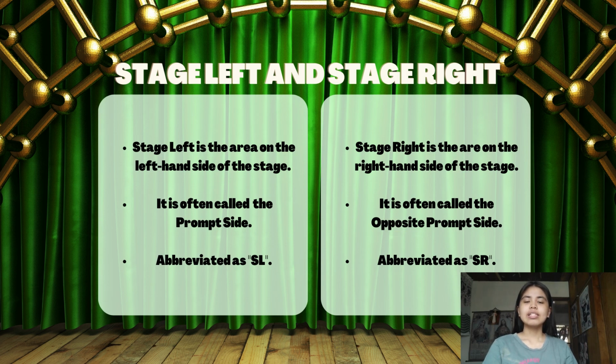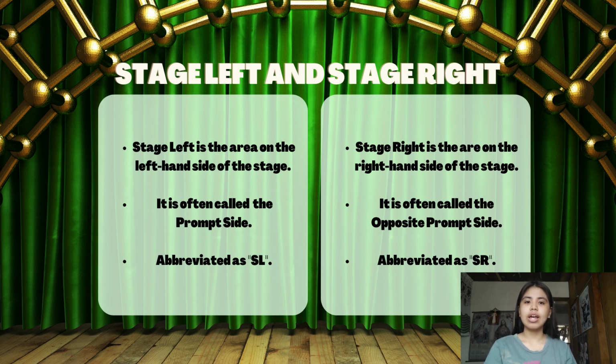In theater, stage positions are always written from the perspective of the actor facing the audience. Stage left is the area on the left-hand side of the stage from the point of view of a performer standing on stage facing the audience. In contrast, stage right is the area on the right-hand side of the stage, again from the point of view of a performer standing on stage facing the audience.